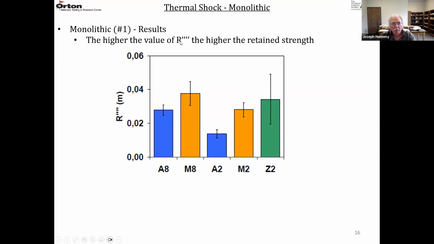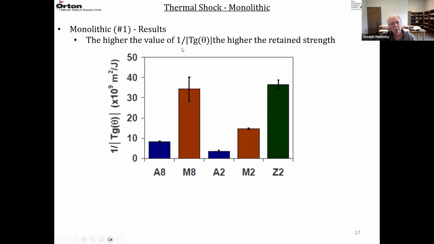They calculated R4 prime. And again, the higher the R4 prime, the higher the retained strength. So there is a relationship between R4 prime and the retained strength. And then they made a plot of 1 over the tangent of this angle. And the higher this inverse relationship, the higher the retained strength. So M8, M2, and Z2 are the ones, again, with the eutectic aggregates. So this is 1 over that angle.